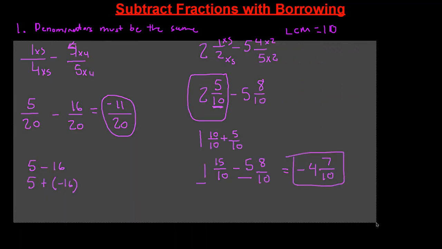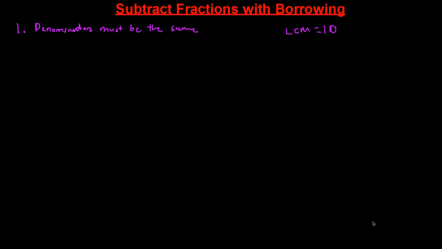Go ahead and erase this. Alright, so let's say we have 5 and 1/5 minus 2 and 3/5. Alright, so in this situation, our denominator is already the same, which is perfect. But we run into that same problem where we have a 1 and we're trying to take away 3 from it. So let's go ahead and borrow again.